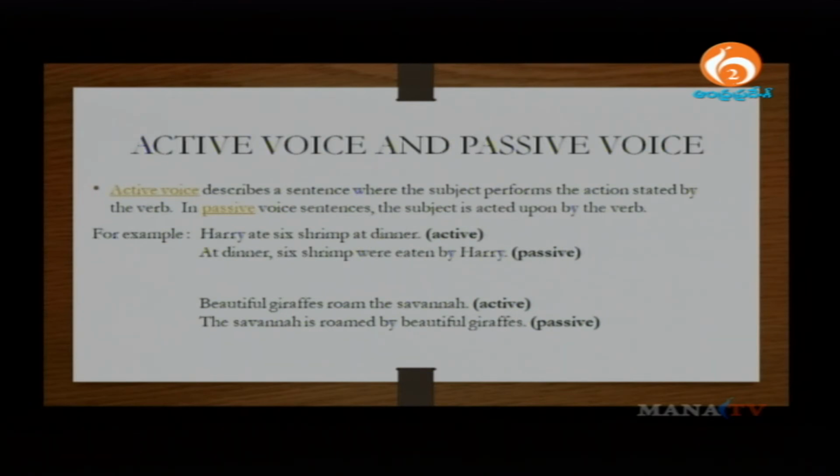Active voice describes a sentence where the subject performs the action started by the verb, and in passive voice sentences the subject is acted upon by the verb. So active voice always describes a sentence where the subject performs the action started by the verb. In passive sentences, the subject is acted upon by the verb.